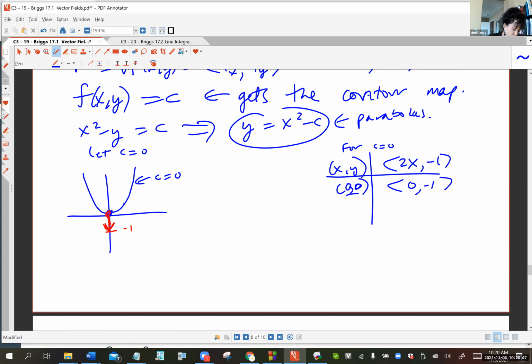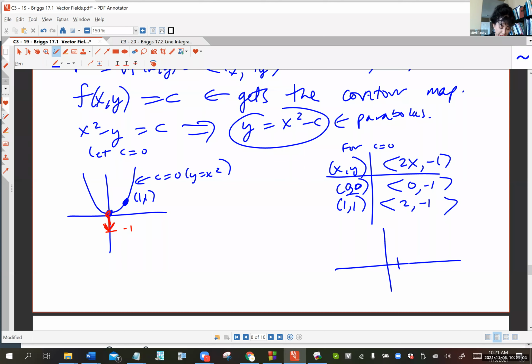Let's pick another point that we know lives on the parabola. Well, I know that (1, 1) is a point on y equals x squared. So if I put the point (1, 1) in my chart, what is the vector that goes with it? Just plug this into the gradient and you're going to get (2, -1). Graph (2, -1) in standard position by finding the point (2, -1), and then drawing a vector starting at the origin as the initial point to this terminal point.